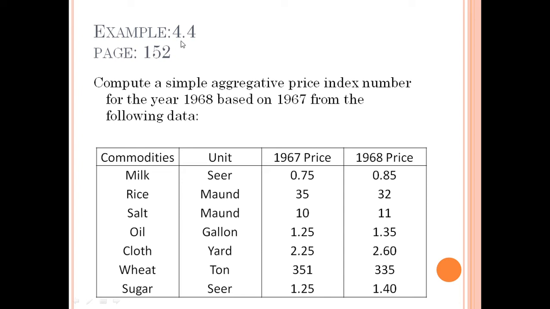This example number 4.4 you can find on page number 152 of your book. The example says to compute a single aggregative price index number for the year 1968 based on 1967. So 1967 is base and 1968 is current year here, and more than one commodity is given to us.